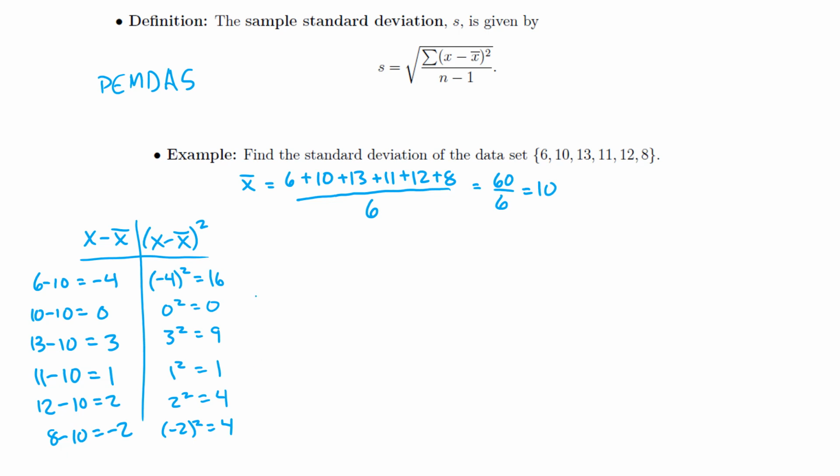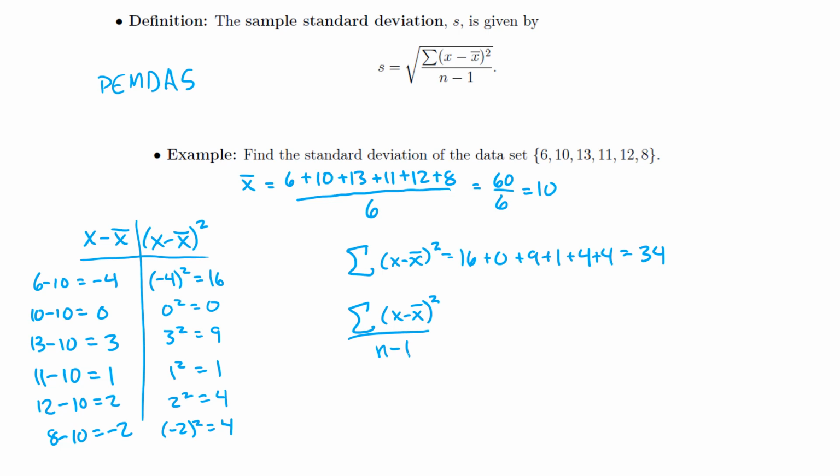All right, so there's all our squared deviations from the mean. And so now I'm just going to put the rest of this together a step at a time. So now I want to add up all those squares. So 16 plus 0, plus 9, plus 1, plus 4, plus 4. And when I do that, I get 34. Then I need to divide by 1 less than the sample size.